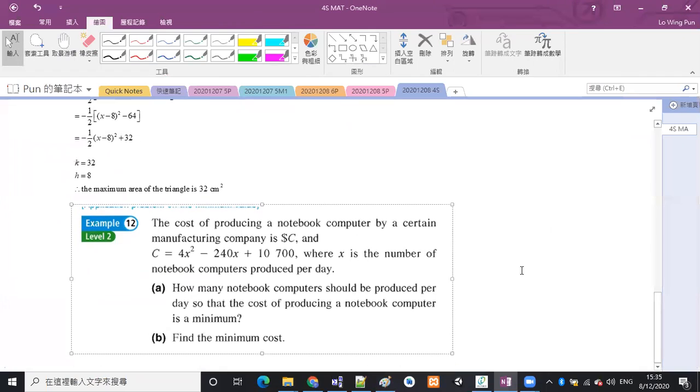Example 12. The cost of producing a notebook computer by a certain manufacturing company is $C. Okay, and then C is calculated by this formula, where X is the number of notebook computers produced per day.